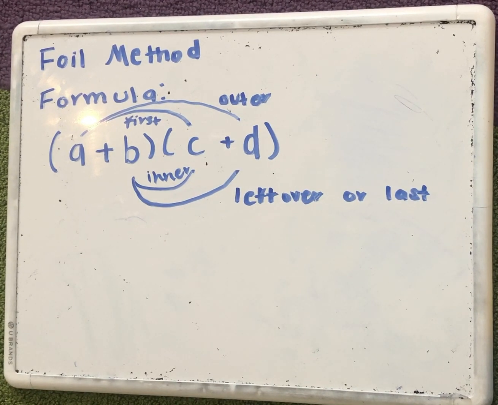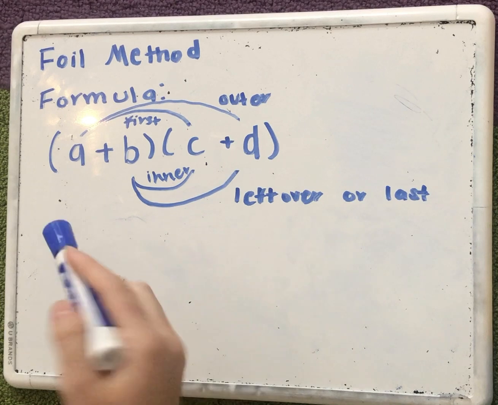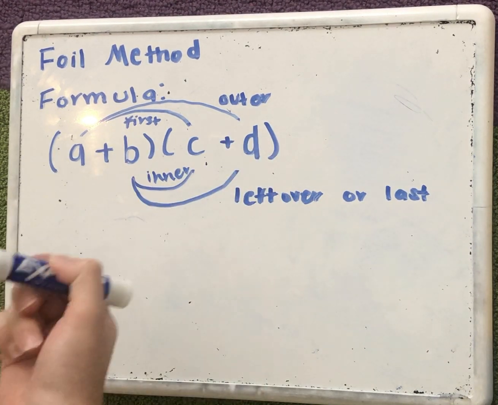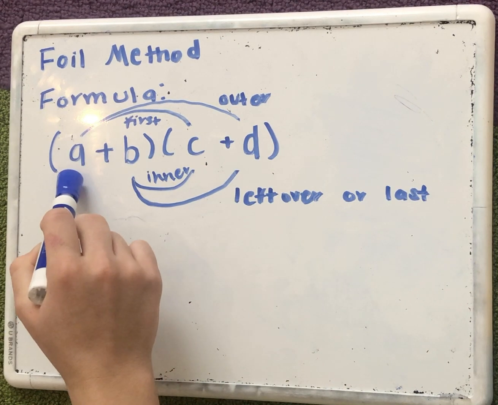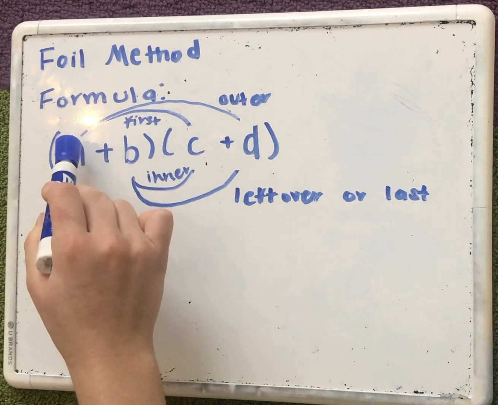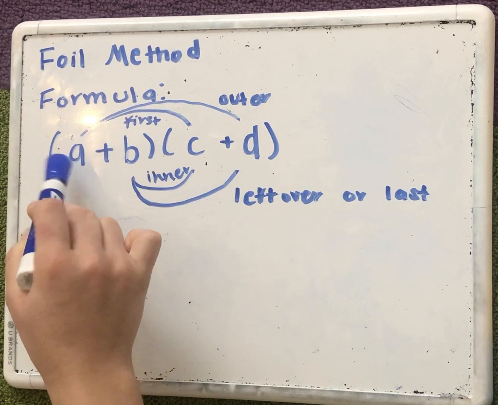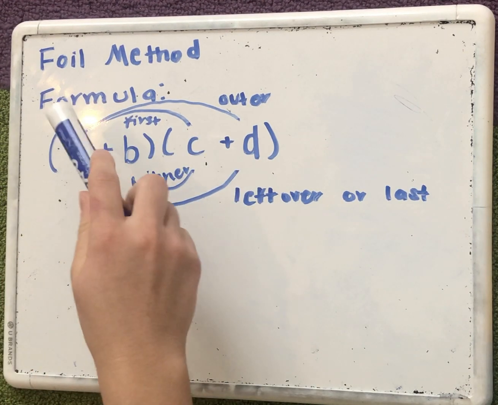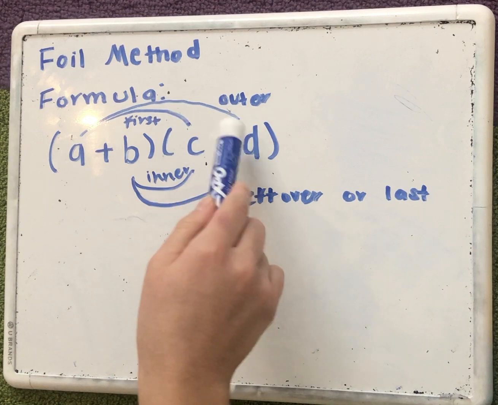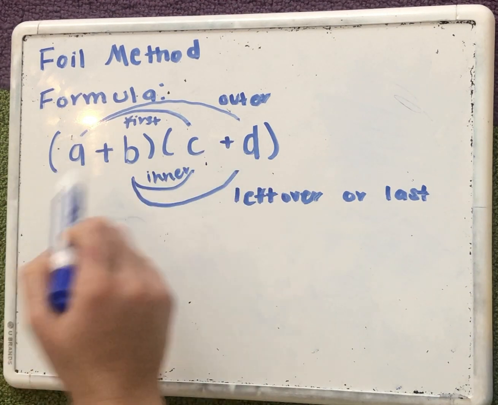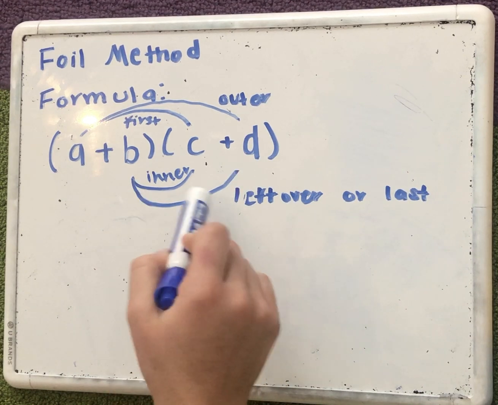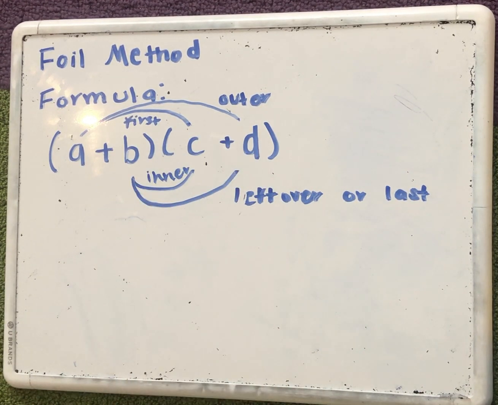Okay, so today I will be teaching you the FOIL method. And the formula for the FOIL method is (A + B) times (C + D). You're going to multiply the first two numbers, A and C, and then the outer two numbers, A and D, and then the inner, B and C, and then whatever is left over, B and D, or last.